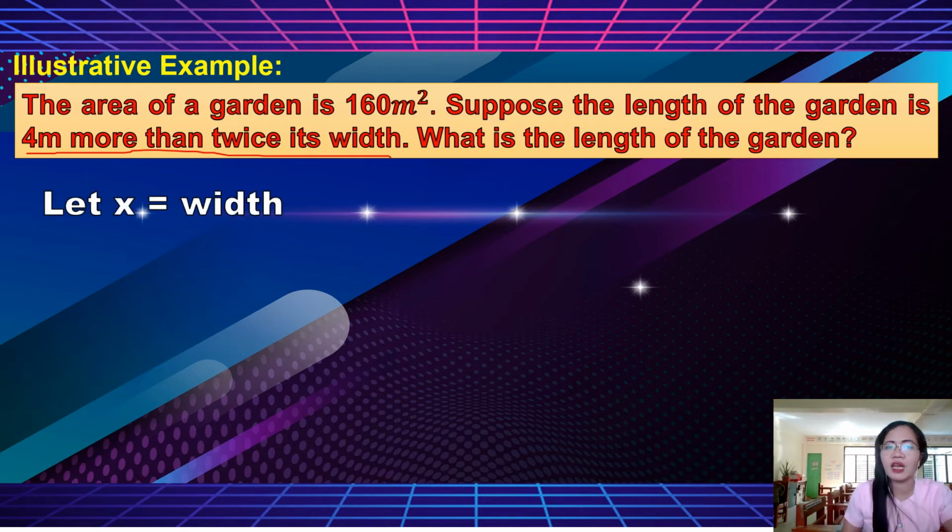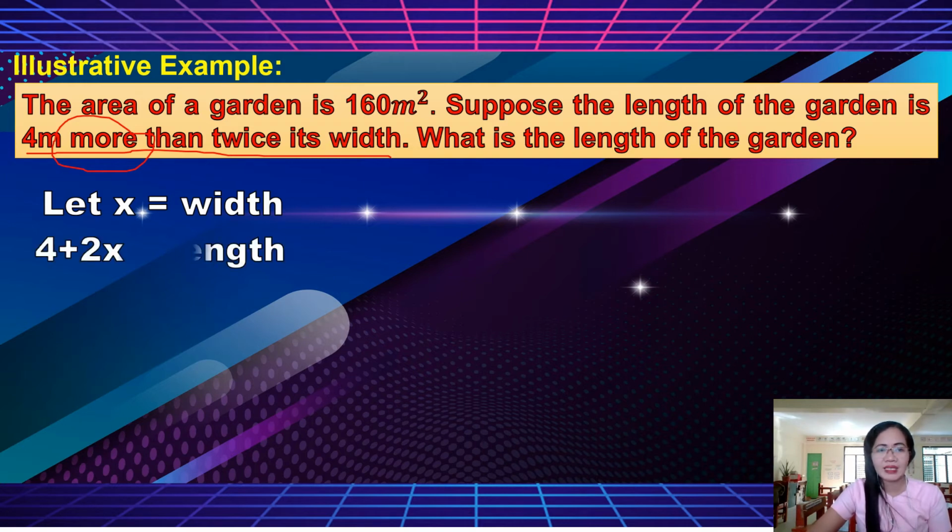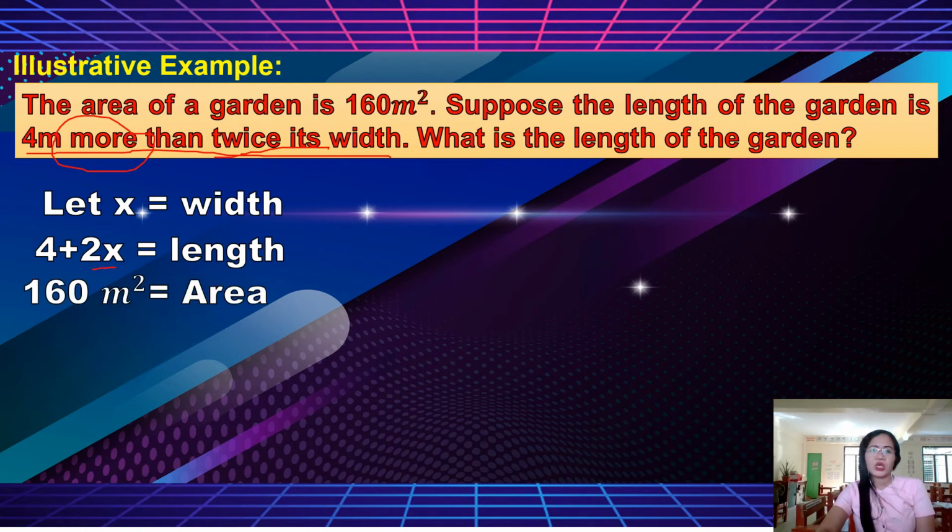So, again, we are going to let x be our width. And for the value of our length, na diri 4 meters, karon gigamit sa taog more. So, more than is plus gihapon. Twice its width. So, kaduhaon si width. So, that's why 2x. Kay ang x kay width man. So, area is also given, which is 160 square meters.